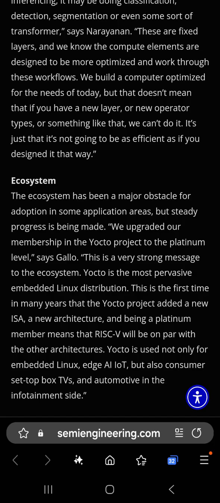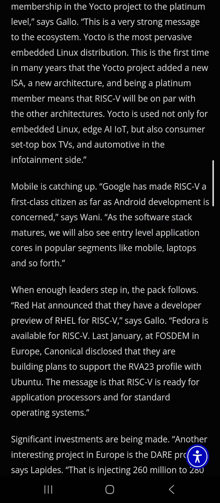This is the first time in many years that the Yocto Project added a new ISA and a new architecture as platinum members, meaning RISC-V will be on par with the other architectures. Yocto is used not only for embedded Linux, Edge AI, and IoT, but also consumer set-top boxes, TVs, and automotive in the infotainment space. Mobile is catching up. Google has made RISC-V first-class status as far as Android development is concerned.